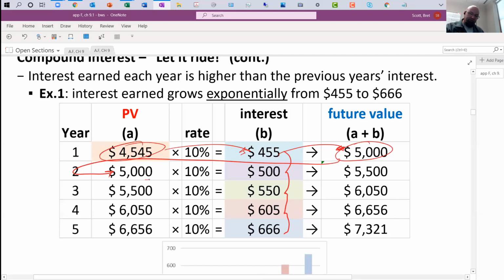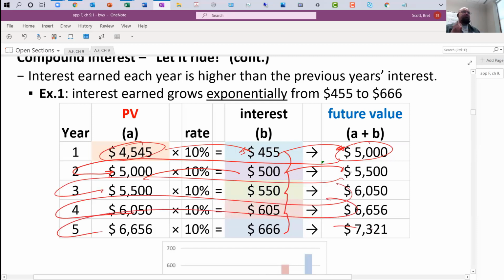So we start again, multiply by 10%. That amount gets added to the original initial investment. Then we do it again. And then we do it again. And then we do it again. We can calculate the future value doing this straightforward math on a chart, row by row by row. There is an easier way to do it, which we'll talk about in a second here.